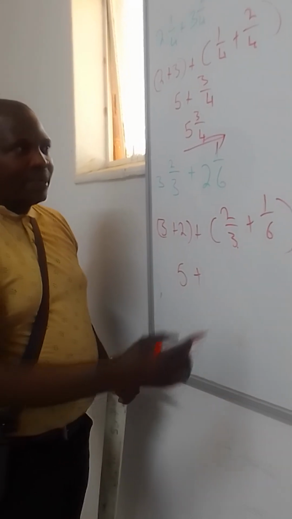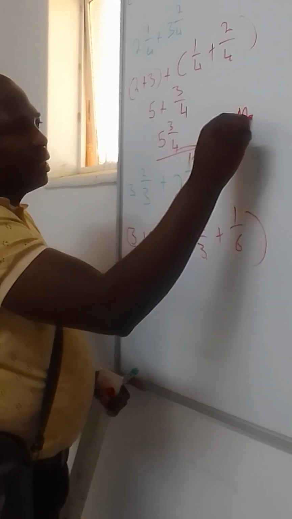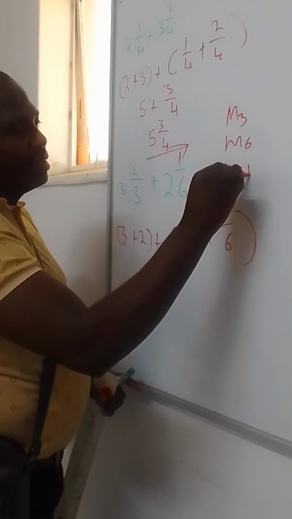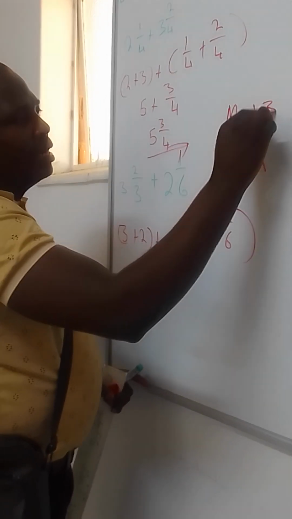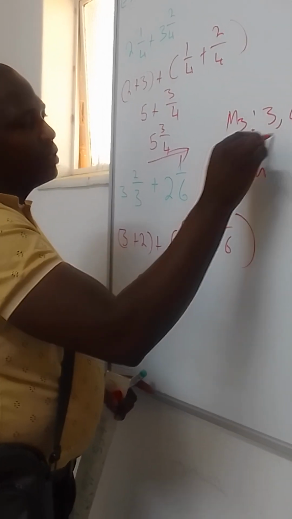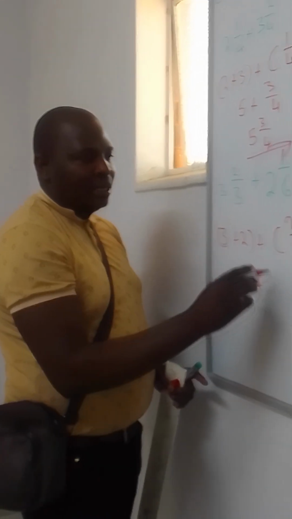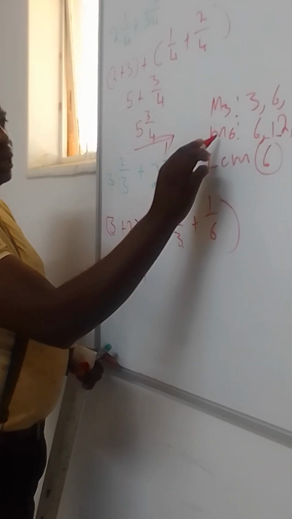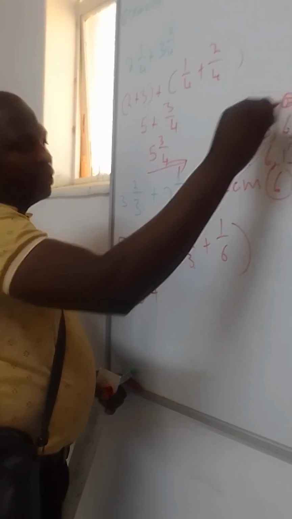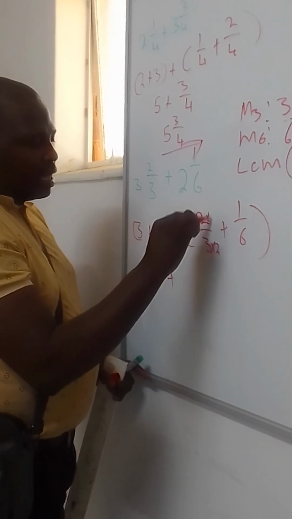You can do it on a separate paper. You find the multiples of 3, you find the multiples of 6, and then you get the LCM. Multiples of 3: 3, 6, 9. Multiples of 6: 6, 12, 18. LCM is 6. This 6 means change both denominators to be the same as 6. So check here, 6 in the second position. So we times by 2, times by 2.